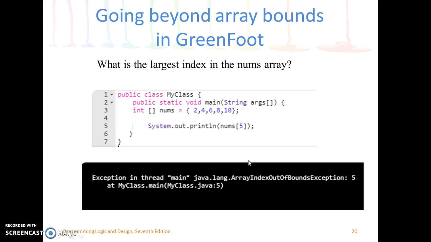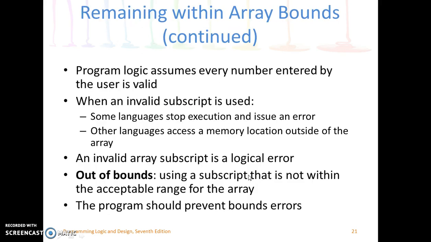When you go beyond the array bounds, here's an example of the error message that you get. So I tried to go beyond the array here. There are 1, 2, 3, 4, 5 elements, but remember the largest subscript that you can use is 4 because the indices start at 0. So the 2 would have an index of 0, 4 would have an index of 1, so 10 actually has an index of 4. And so that's the array error message you get.